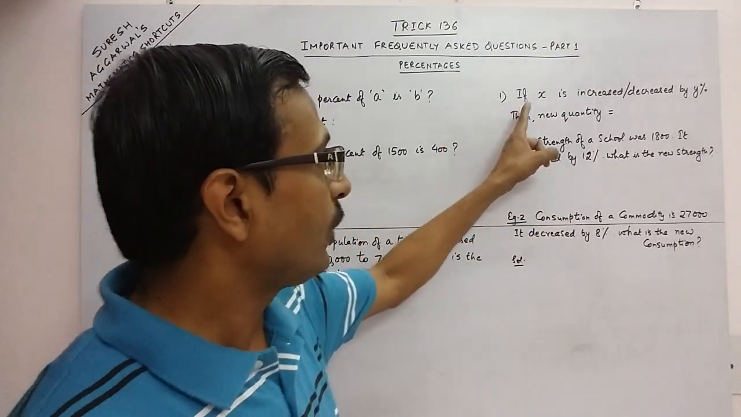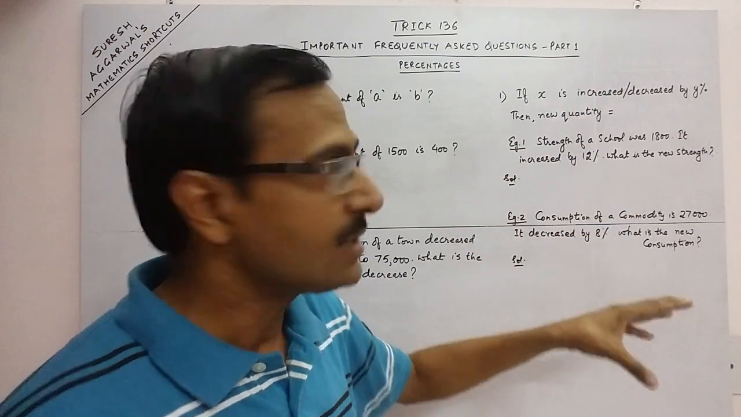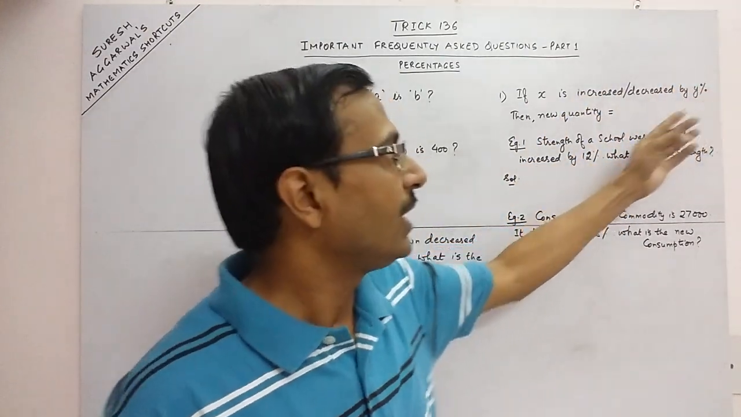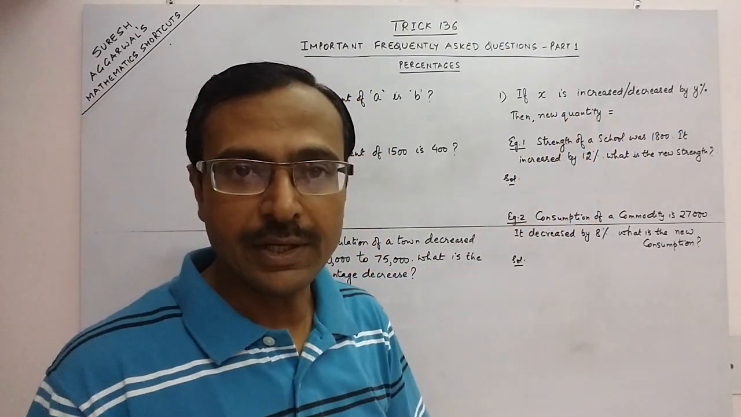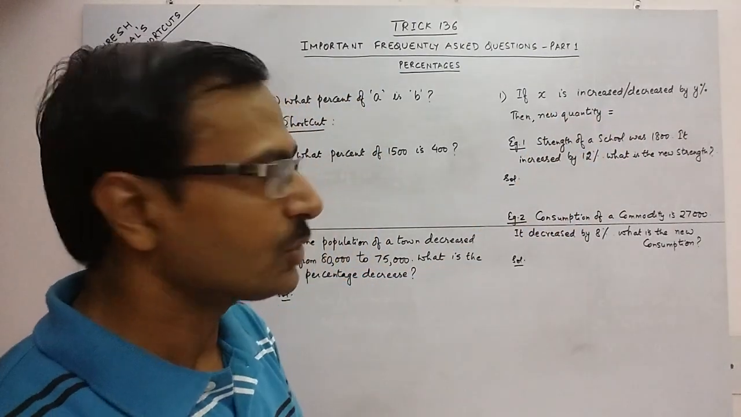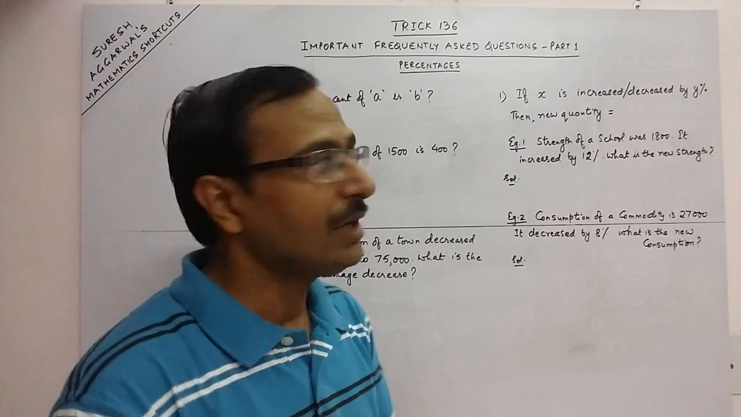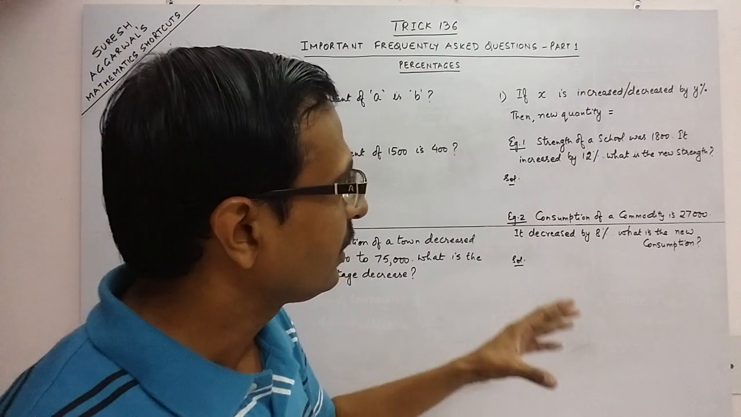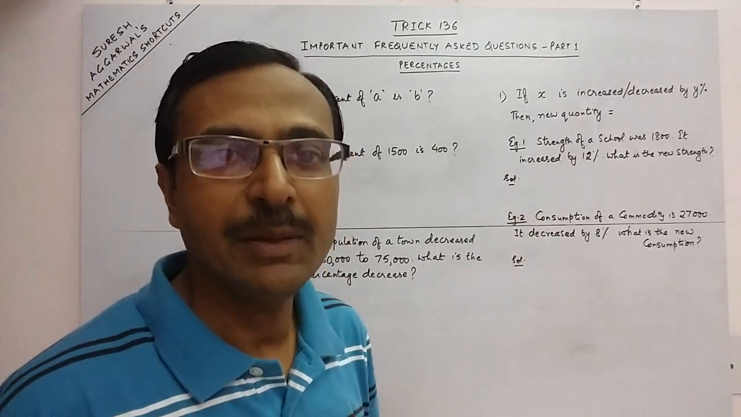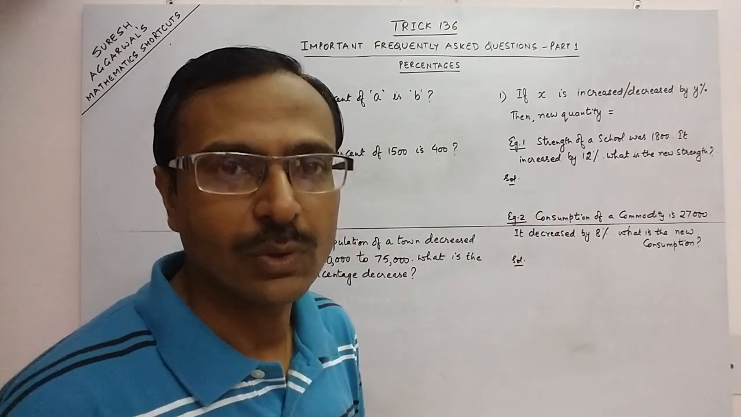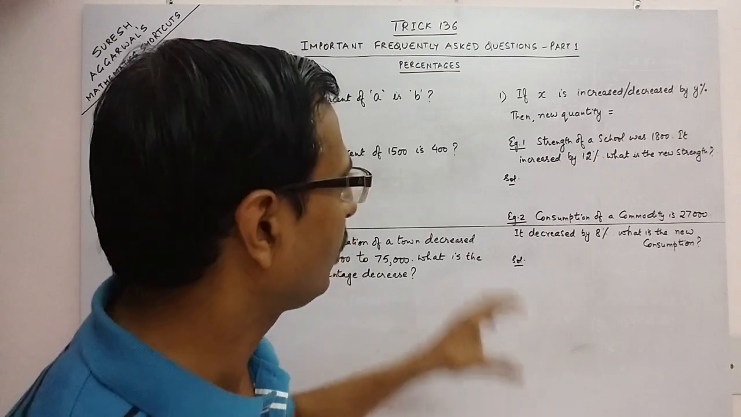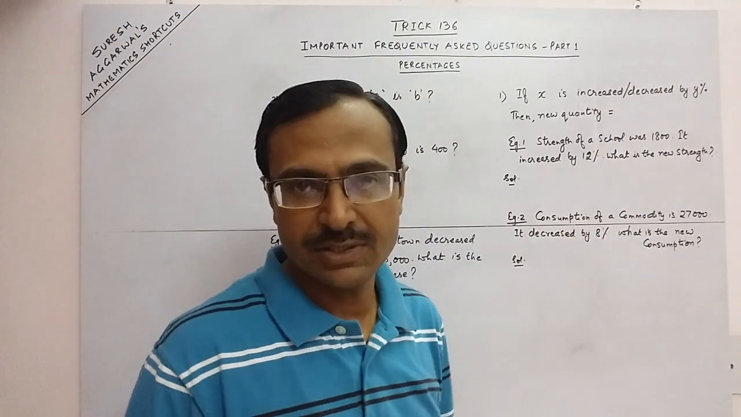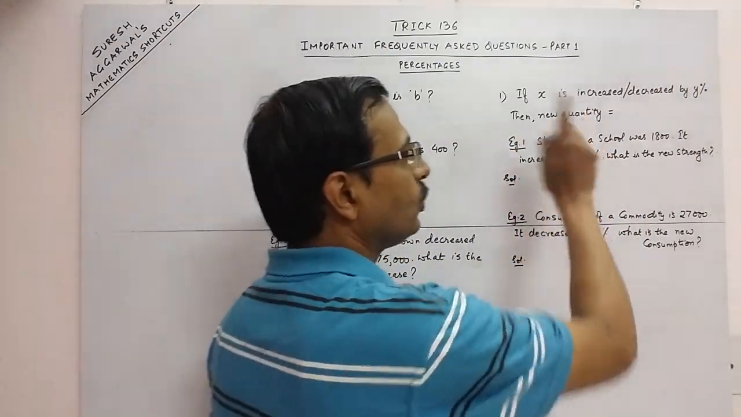The first type of shortcut which I am going to discuss is when a quantity x is increased or decreased by a certain percentage and we are required to find a new quantity. Now this is a very simple question of percentage, but if done through the traditional method it will consume 20 seconds at least, but this question can be done in a matter of 3 to 4 seconds only using a shortcut.